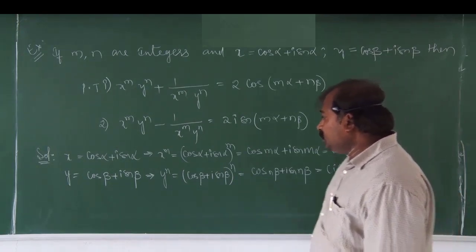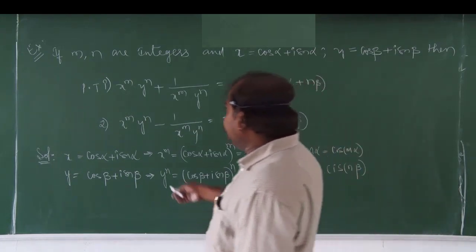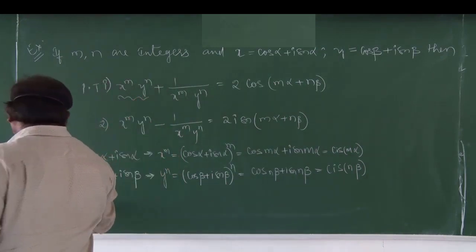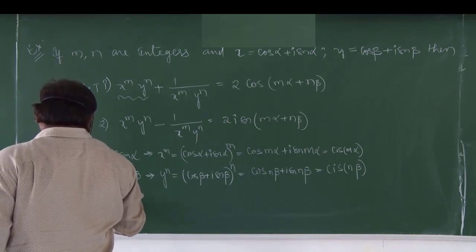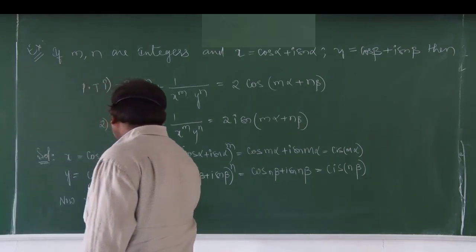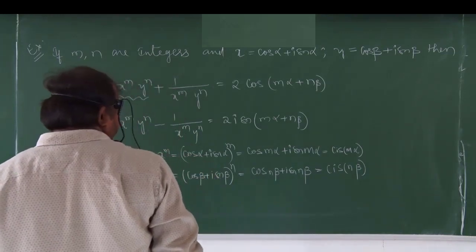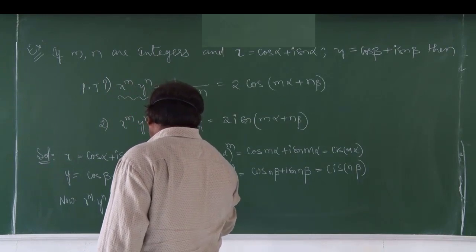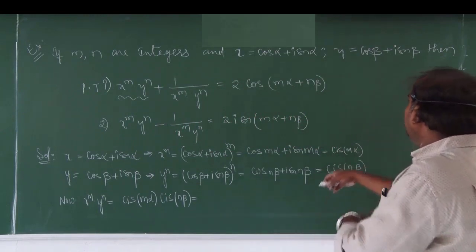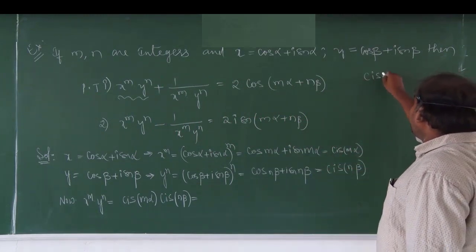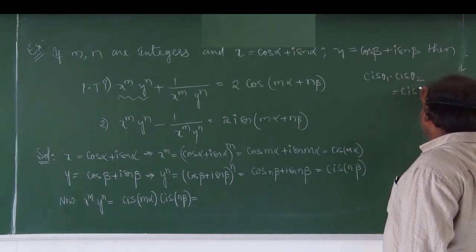Now first you can calculate x power m into y power n, since they are given x power m into y power n. What is x power m value? Cis of m alpha, into y power n value cis of n beta. What about this value? For this we already gave one more point: cis theta 1 into cis theta 2 equals, what is the formula?